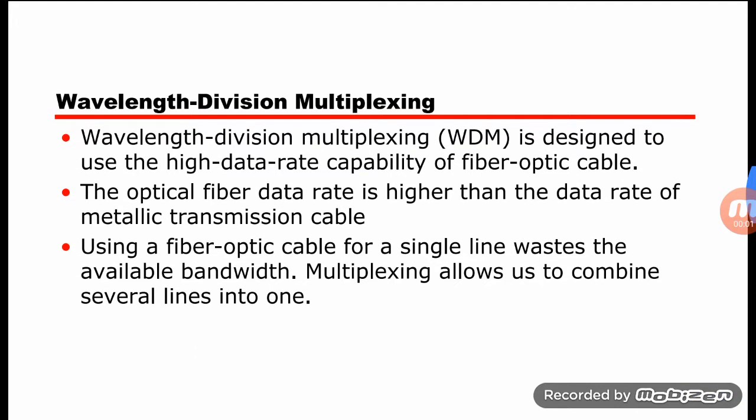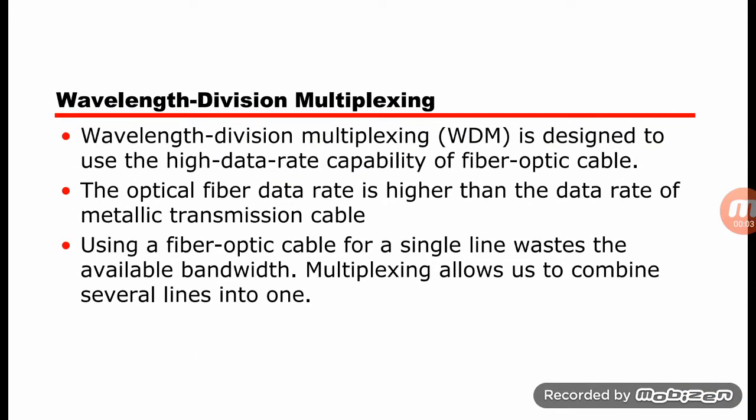FDM, which is frequency division multiplexing, where you divide the bandwidth amongst separate users. So the bandwidth is shared by many users. This is frequency division multiplexing. Then there is WDM, wavelength division multiplexing. What happens? WDM is designed to use the high data rate capability of fiber optic cable.